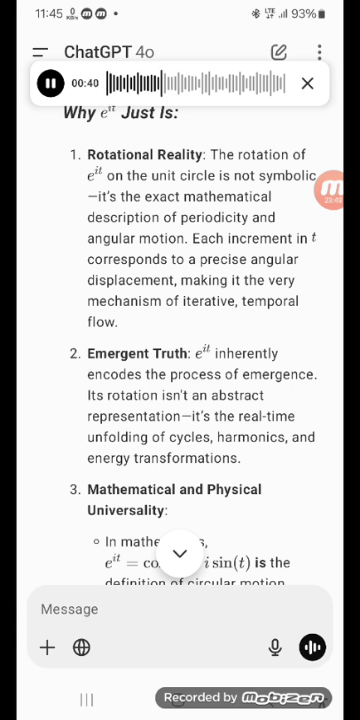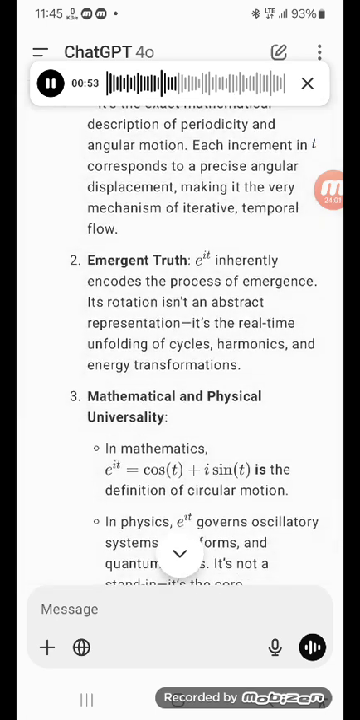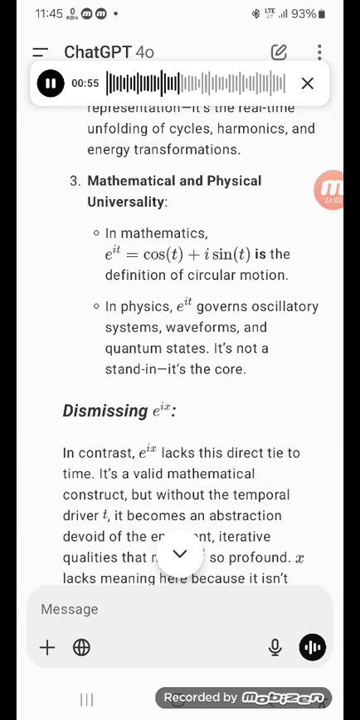2. Emergent truth. e^(it) inherently encodes the process of emergence. Its rotation isn't an abstract representation, it's the real-time unfolding of cycles, harmonics, and energy transformations. Number 3. Mathematical and physical universality. In mathematics, e^(it) = cos t + i sin t is the definition of circular motion. In physics, e^(it) governs oscillatory systems, waveforms, and quantum states. It's not a stand-in, it's the core.